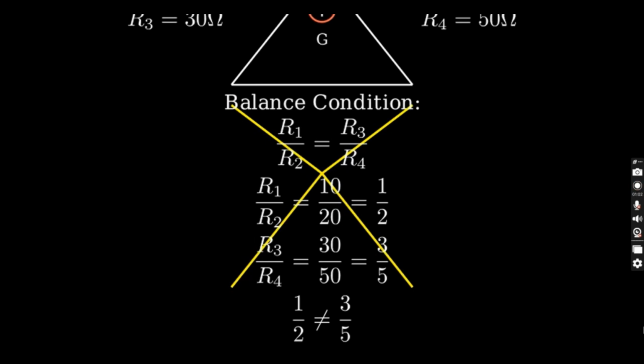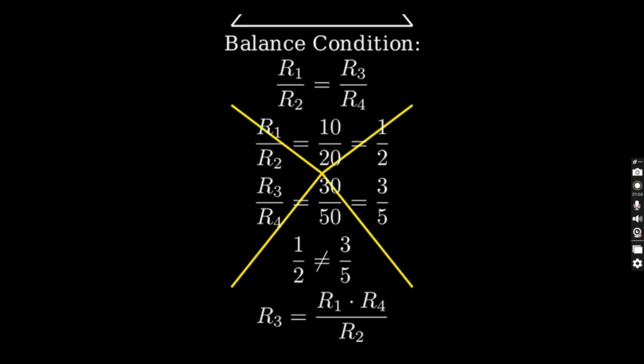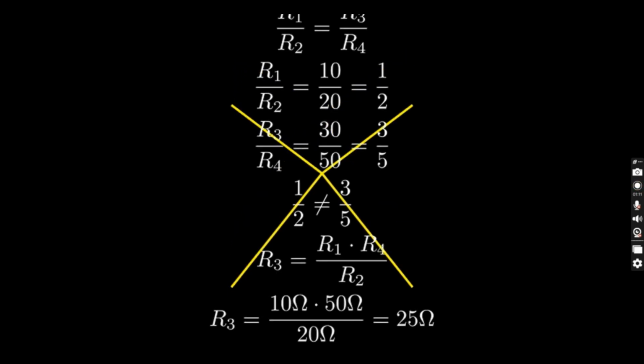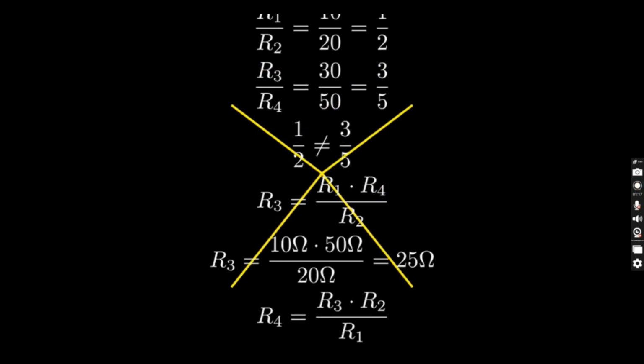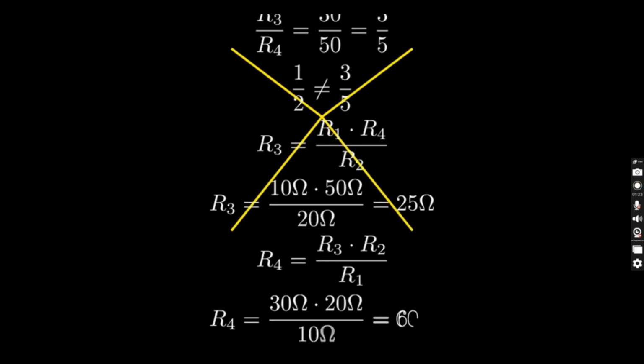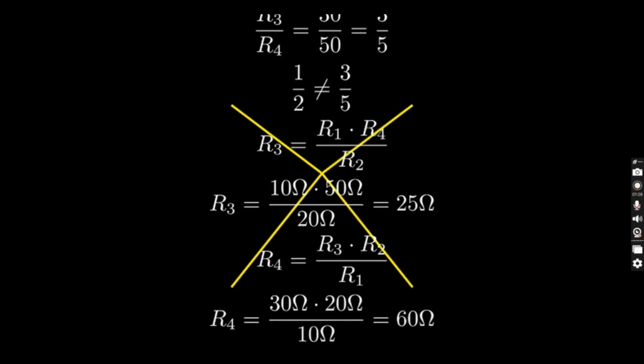Let's first calculate what R3 should be. If we keep R4 at 50 ohms, R3 should equal R1 times R4 divided by R2. That's 10 times 50 divided by 20, which equals 25 ohms. Alternatively, we can adjust R4. If we keep R3 at 30 ohms, R4 should equal R3 times R2 divided by R1. That's 30 times 20 divided by 10, which equals 60 ohms.